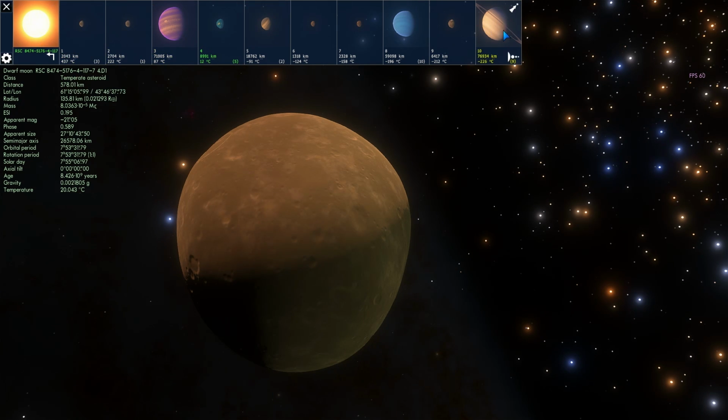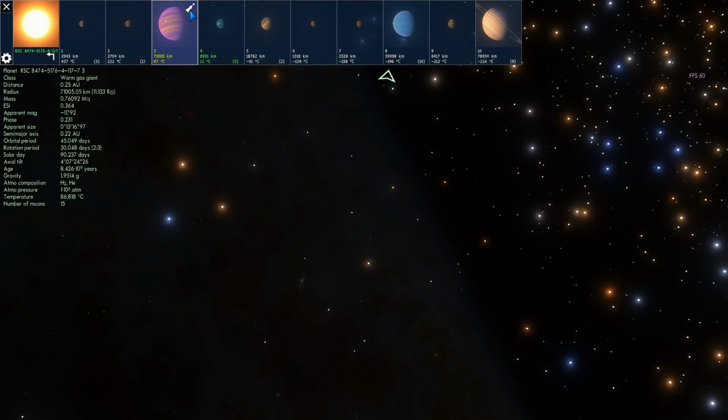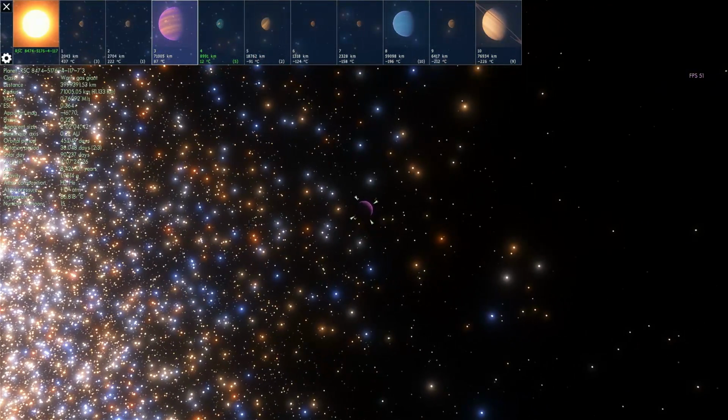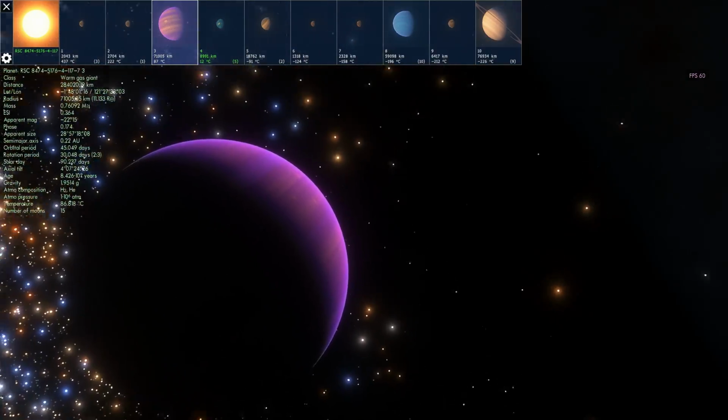There's at least one object, a gas giant with rings, and at least one gas giant that has a purple color. Isn't that cool? That's pretty cool. And this one has quite a lot of moons as well.